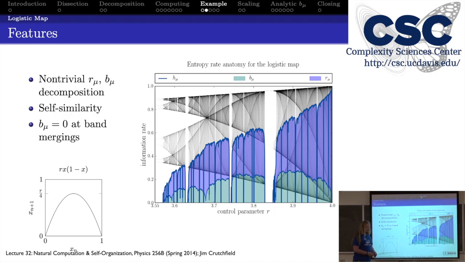So for some reason, which we're not sure of yet, at band mergings, the observed dynamics become completely ephemeral and there's no temporal structure other than periodic behavior, because there are unstable periodic orbits here.